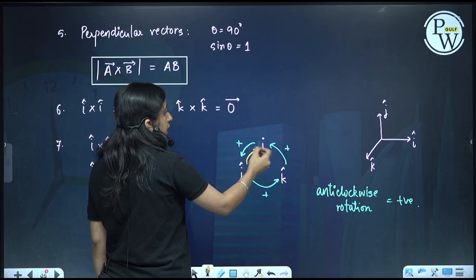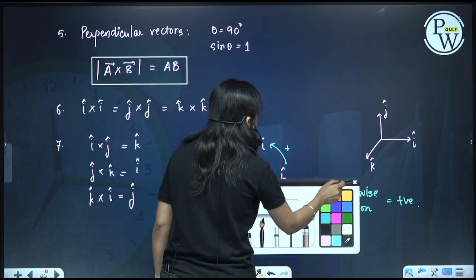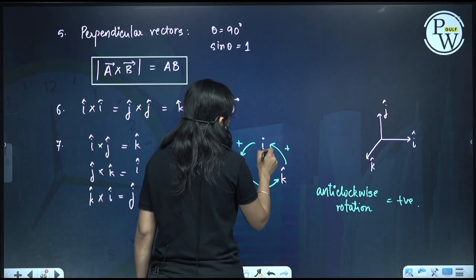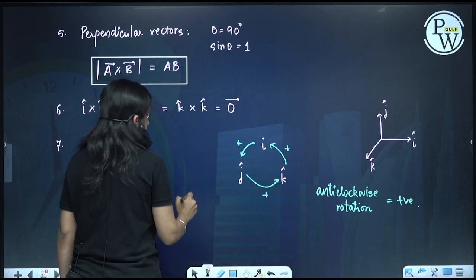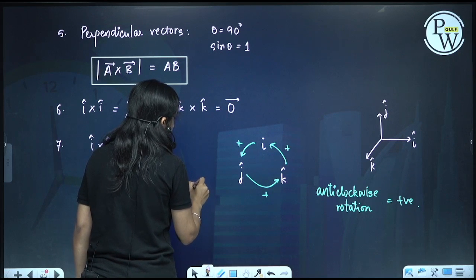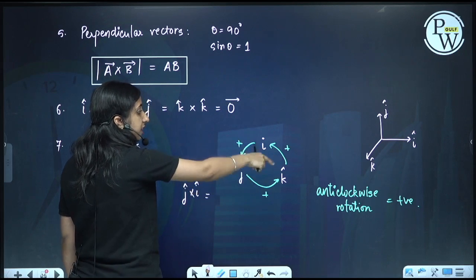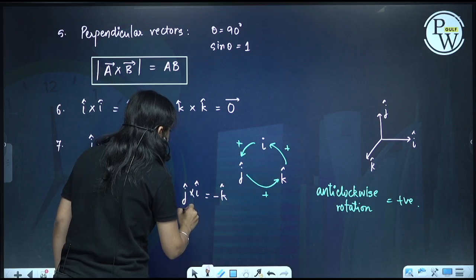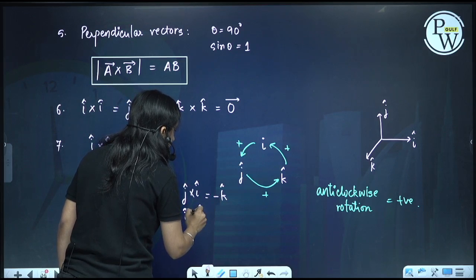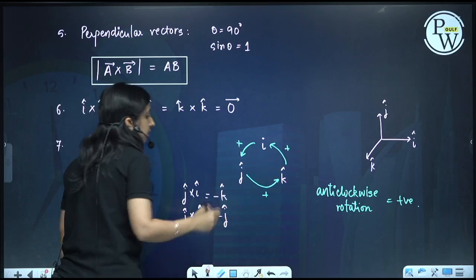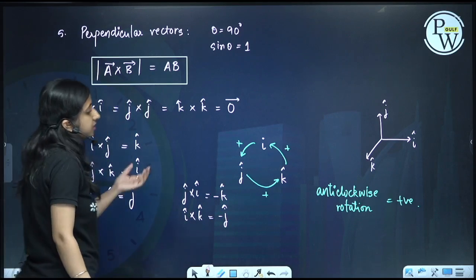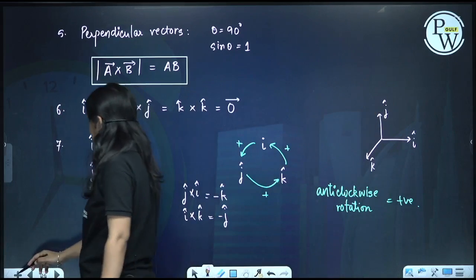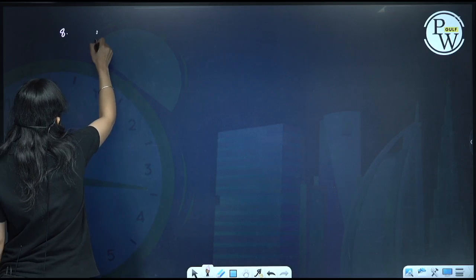If we want to find J cross I, moving in the opposite direction, it will be minus K. Similarly, I cross K will be minus J. This is how we can find the cross product of I, J, K orthogonal vectors. Next is, if we are given vectors in the Cartesian form.